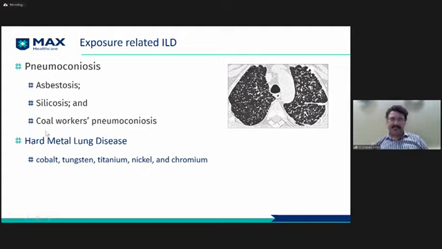All right. So pneumoconiosis is further classified into asbestosis, silicosis or coal workers pneumoconiosis, and hard metal lung disease, which is seen most often with the exposure of cobalt, tungsten, nickel, titanium or chromium. Now we have to identify what kind of occupational exposure, or what are the industries where the exposure is most likely.